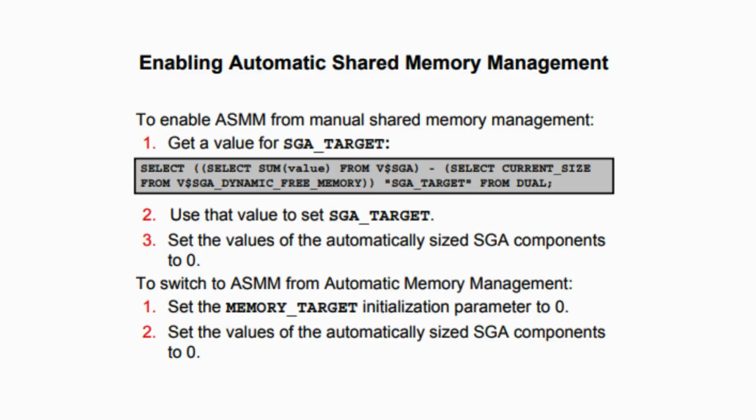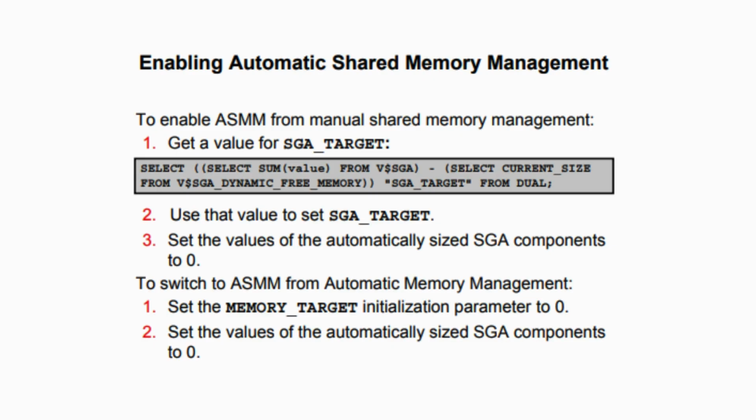The procedure for enabling ASMM differs depending on whether you are changing to ASMM from manual shared memory management or from automatic memory management. To change to ASMM from manual shared memory management, 1. Get a value for SGA_target. Select sum(value) from $SGA; select current_size from $SGA_dynamic_free_memory, SGA_target from dual. 2. Use that value to set SGA_target. 3. Set the values of the automatically sized SGA components to 0.